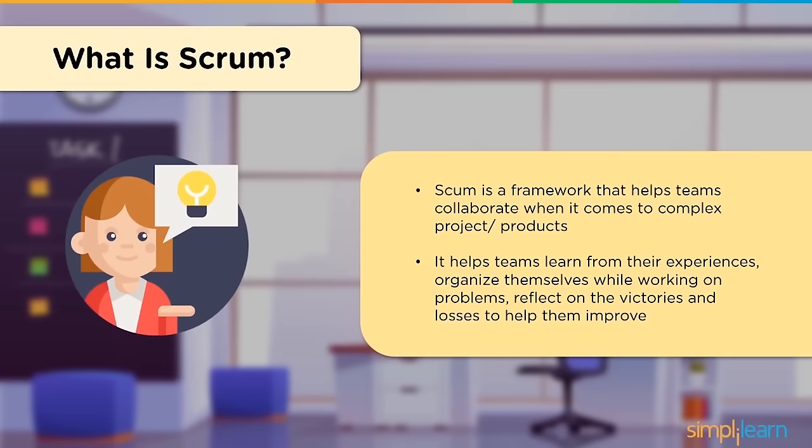Scrum is one of those things that's really easy to understand but very difficult to master. And although Scrum is seen to be used generally by software development teams, its principles and themes are pretty universal and can be used with just about all kinds of teamwork. With Scrum, teams are able to learn from their experiences: what worked out, what didn't, and things like that. They're also able to organize themselves to handle their problems effectively and basically improve themselves by reflecting on them.